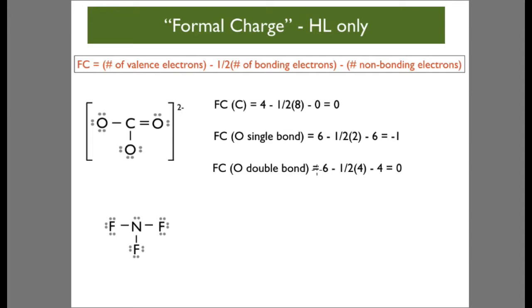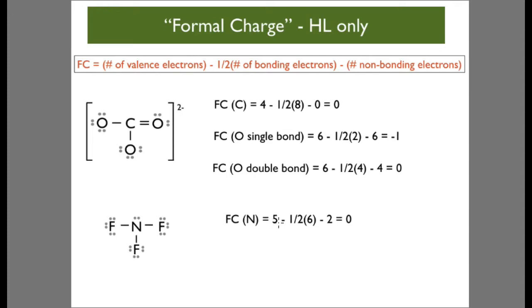The double bond, again oxygen has valence electrons of 6. This time it has 4 electrons because it's a double bond, half times 4, and you take away the non-bonding electrons, 1, 2, 3, 4. Do the math, it equals 0.